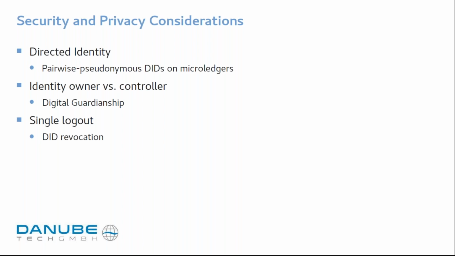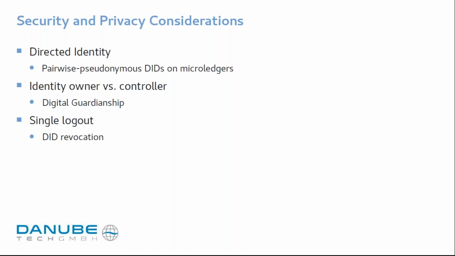Second point, going back a little bit to the terminology that came up earlier, there are cases where the identity owner, so the party who is identified by the DID, is not actually the same as the party that controls the DID. So there are cases like digital guardianship, for maybe where the DID identifies a child, but it's actually the parents who are performing the DID Auth or other kinds of protocols.